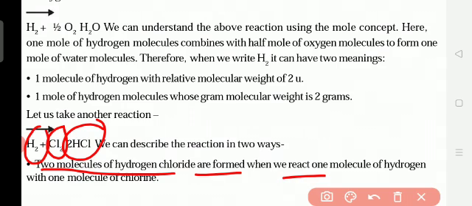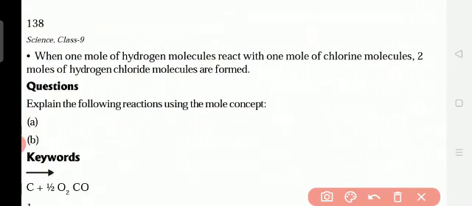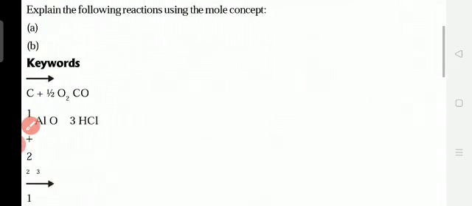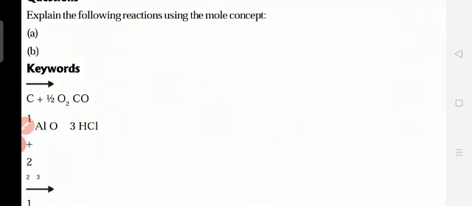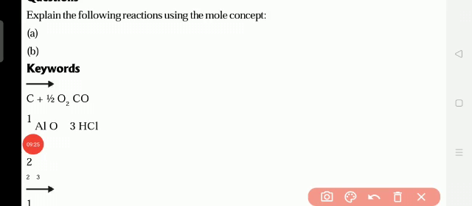of hydrogen chloride. Okay, we can also say another way, 1 mole of hydrogen molecule reacts with 1 mole of chlorine molecule, 2 moles of hydrogen chloride molecule are formed. Like that also we can say. So, explain the following reactions using the mole concept.